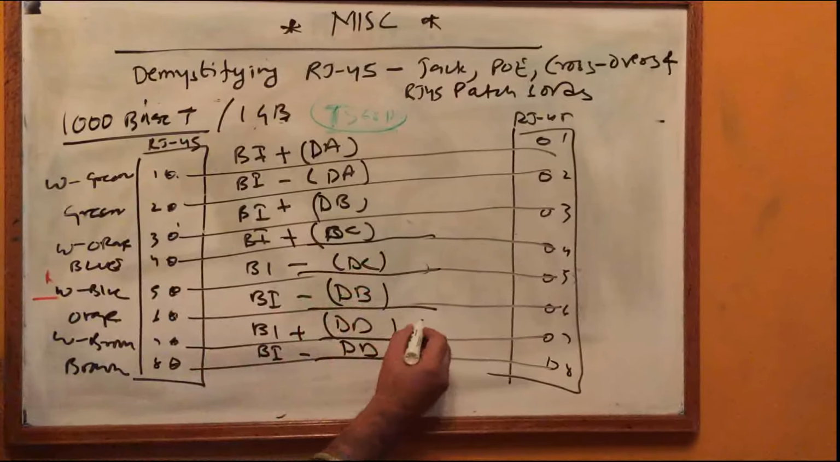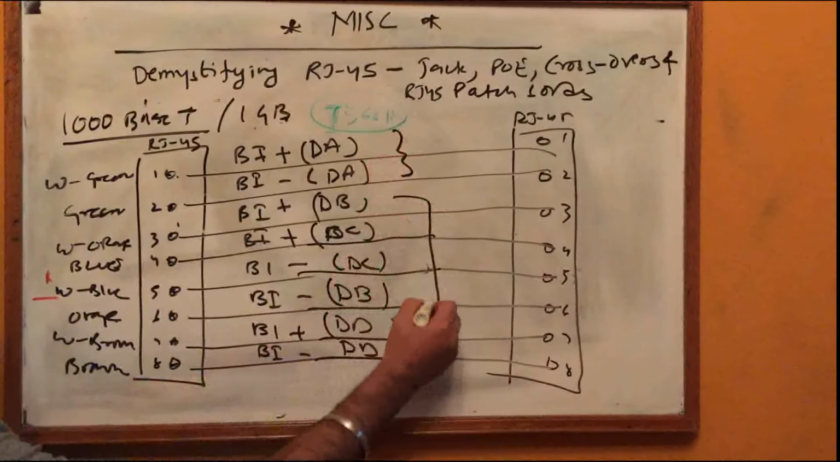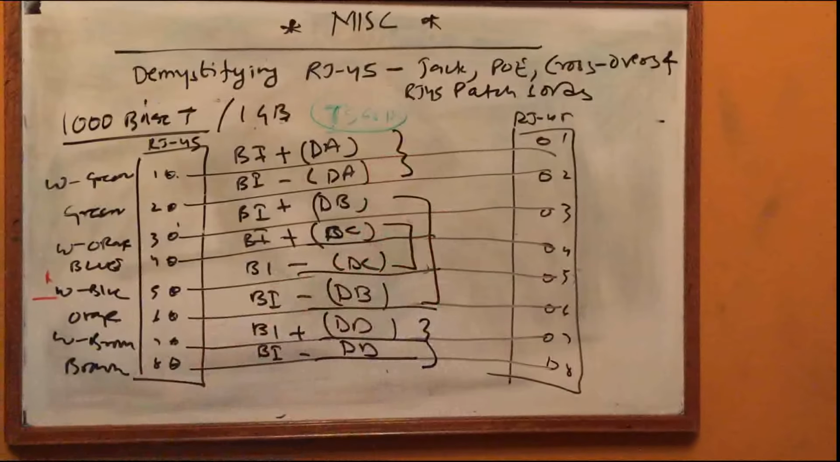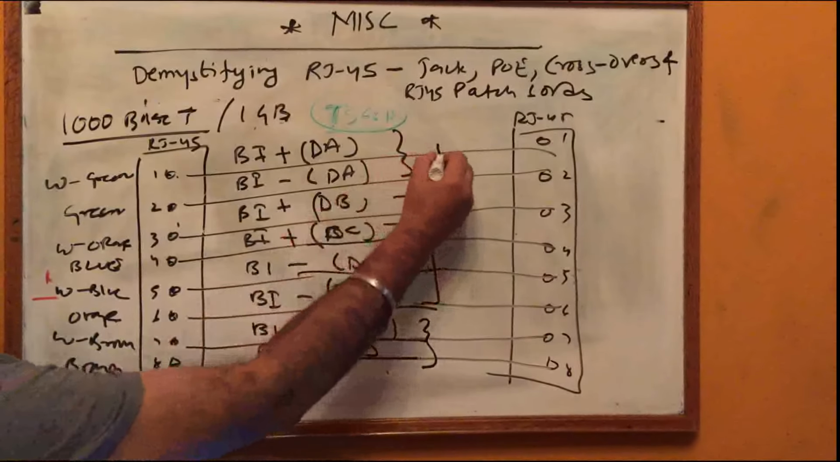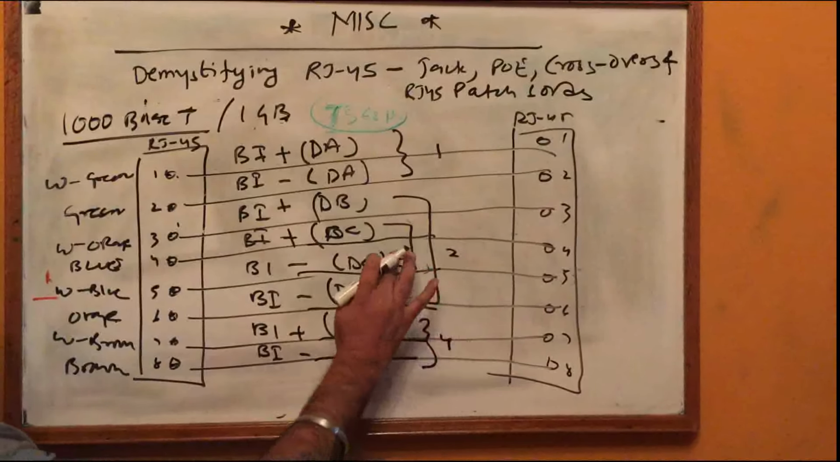So here the D pair is the same, the A pair is the same, the B pair is like this, and the C pair is like this, right? So first pair, second pair, third pair, fourth pair. But how are we going to call it?